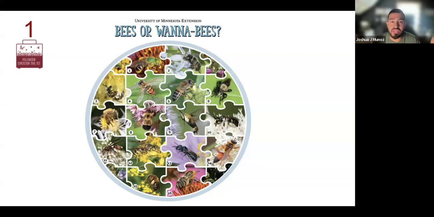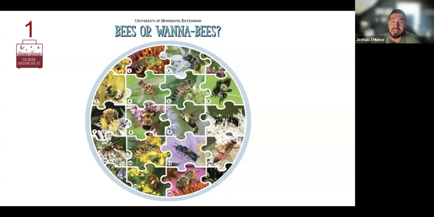But yeah, the first one's a bee. That's a green metallic bee. You could tell it's a bee because it has a bunch of pollen on it. Bees are typically more hairy, with a lot of hair on them. One of the main indicators of a bee is just the furriness and the hairiness, right?